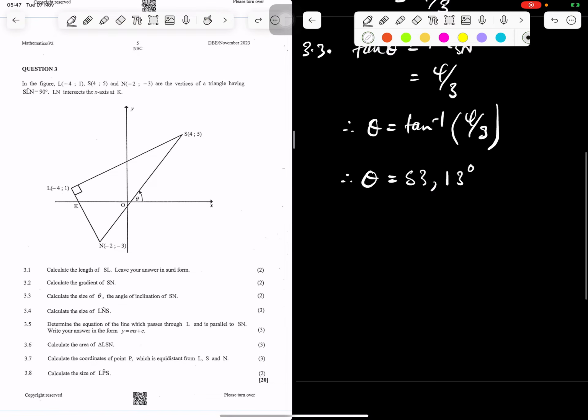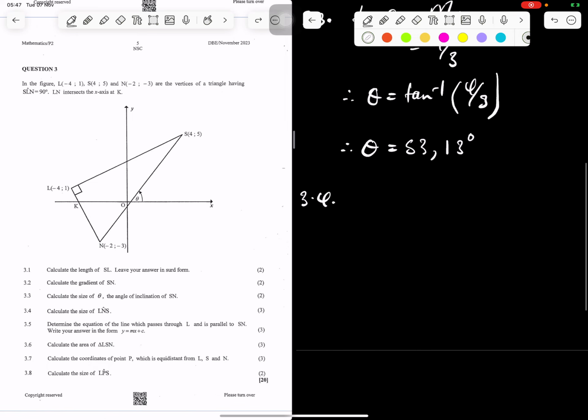And then 3.4, they say calculate the size of angle LNS. So let's try and mark that angle that they are looking for. They are looking for this angle here. This is what they are looking for, angle N in that triangle. So I'm just going to highlight that. This is what we are looking for.